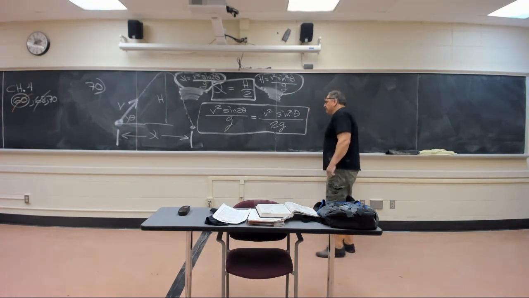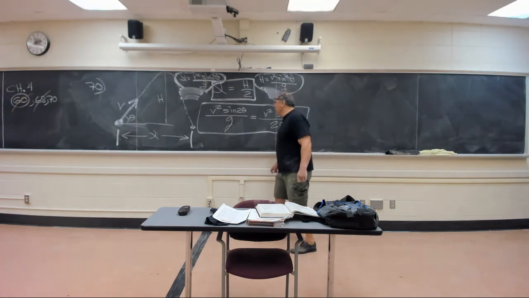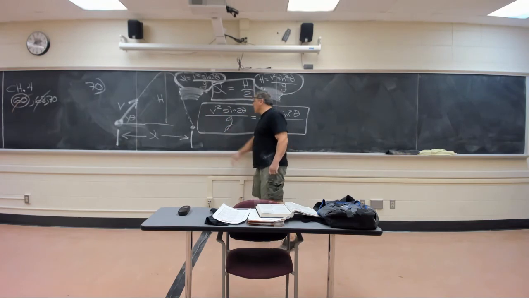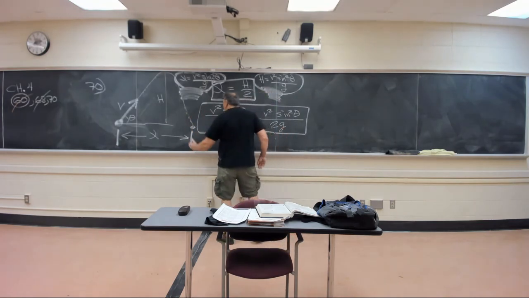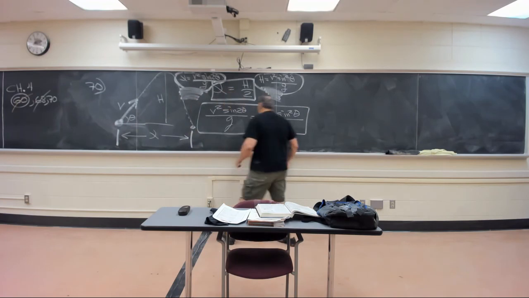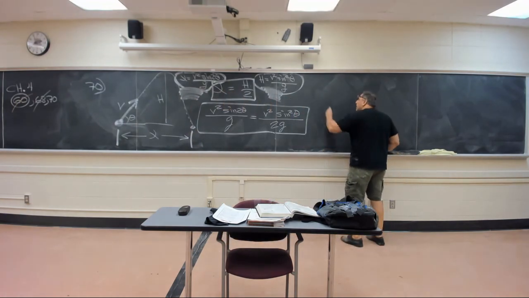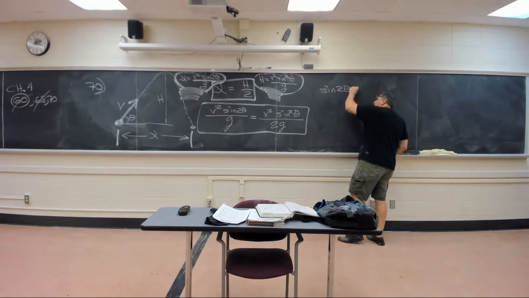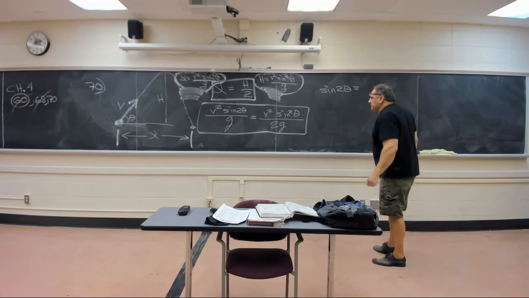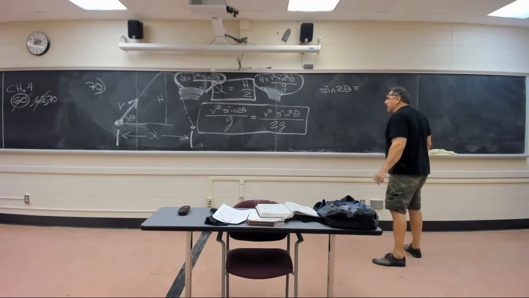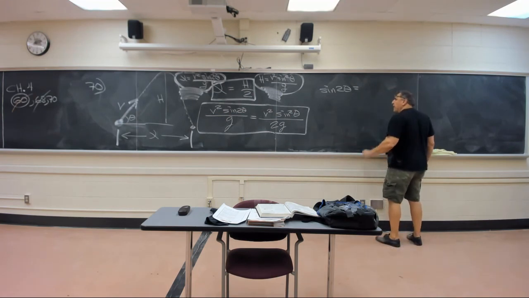Let's do what we can. Let's multiply on each side of the equation by g over v squared. Multiply by g over v squared on each side.